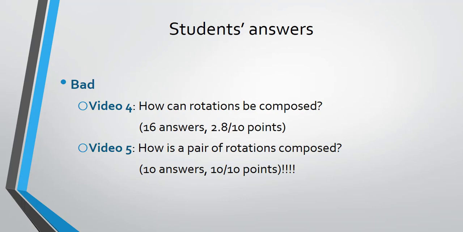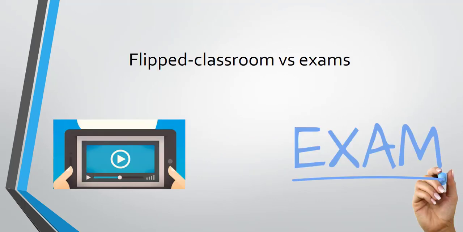The lowest achievement was obtained in video 4 on how rotations can be composed. Then it was surprising that all students got the right answer on how a pair of rotations can be compared. Regarding the results, we have seen almost no influence on the marks obtained in the flipped classroom activities and those obtained in the partial or the final exams.